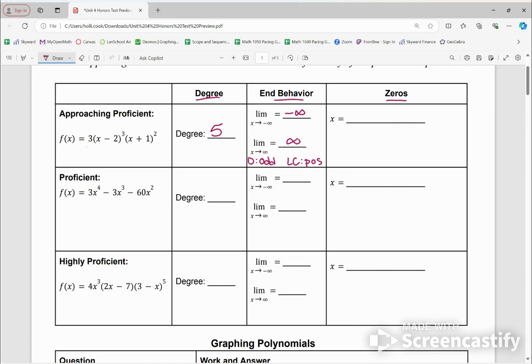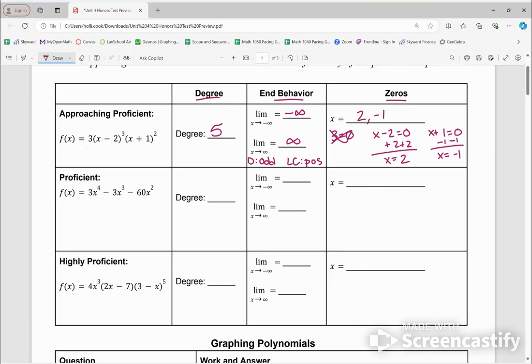All right, and then lastly, we need to find our zeros. So all you do is you take each section, set it equal to 0. So we have 3 equals 0, x minus 2 equals 0, x plus 1 equals 0. Does 3 ever equal 0? No, so that doesn't give us anything. And we can solve these ones. So we get 2 and negative 1. So you can just put those right there.